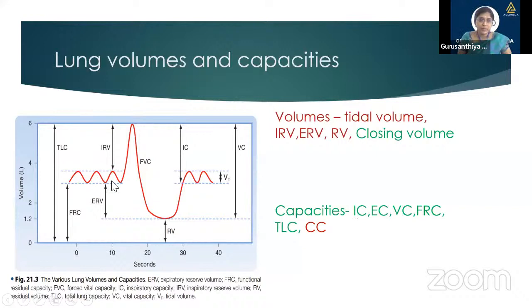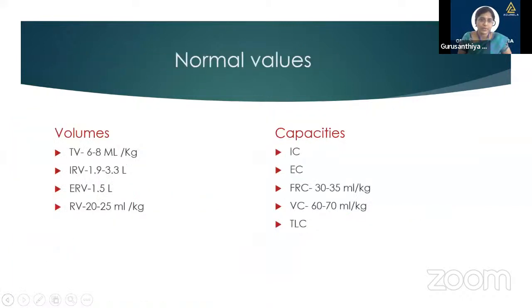Inspiratory capacity is nothing but tidal volume plus inspiratory reserve volume. Then comes the expiratory capacity, that is tidal volume plus expiratory reserve volume. Then comes the functional residual capacity, which is the expiratory reserve volume plus the residual volume. As you can see, this total thing is the functional residual capacity.